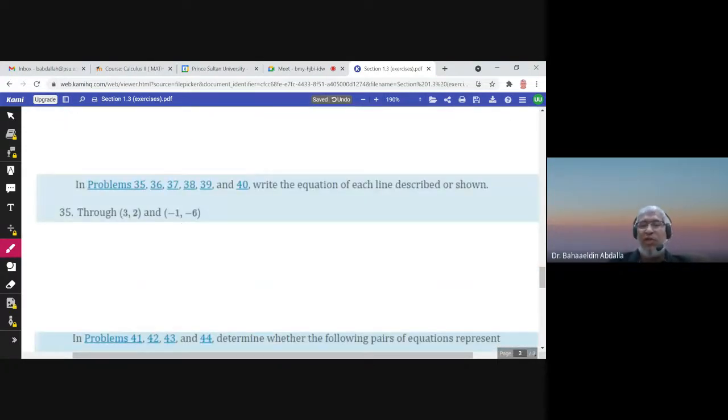Write the equation of each line described or shown. Okay, so we need to find the equation of the line through 2 points.